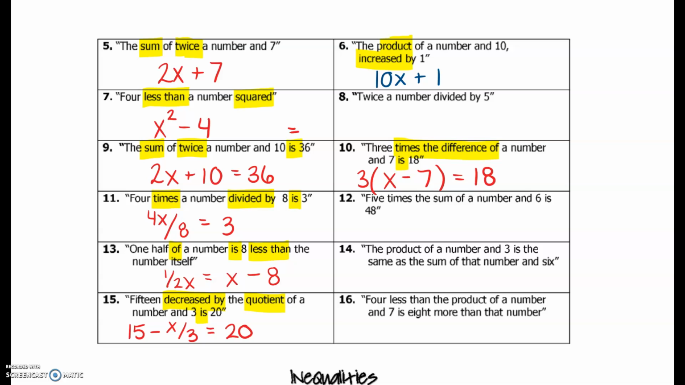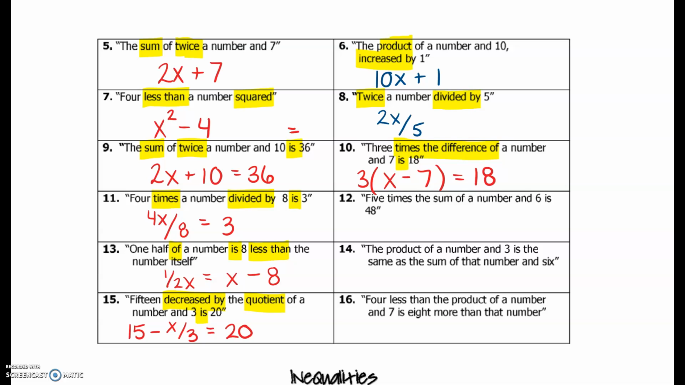In number 8, we have two keywords, the keyword twice and the keyword divided by. So this says twice a number divided by 5. What this means is I'm going to multiply 2 times a variable. Whenever we see the phrase a number, that's where we want to incorporate the x. Divided by means that we're going to use the slash or division symbol, 5.